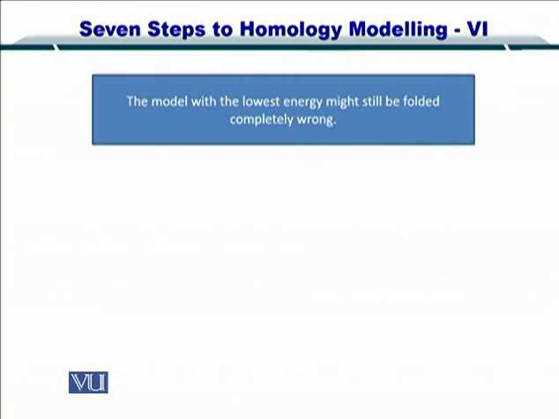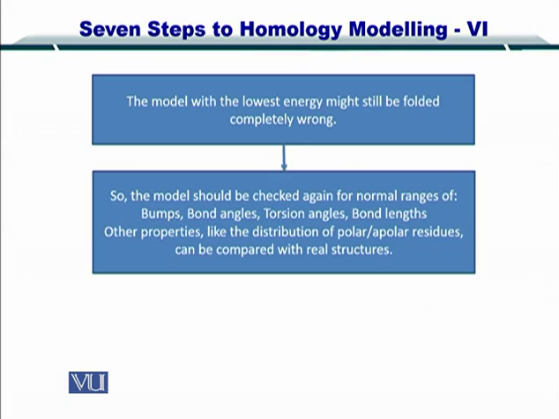So let's start. As I just mentioned, we now have a protein structure that we have predicted and that it has the minimum energy and therefore is very stable. This was obtained by using molecular dynamic simulation. After we have predicted this structure, we need to evaluate this structure for bumps, bond angles, torsion angles, lengths of the bonds that are there, and several other properties such as distribution of polar and apolar residues.